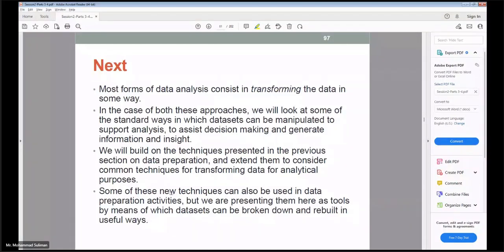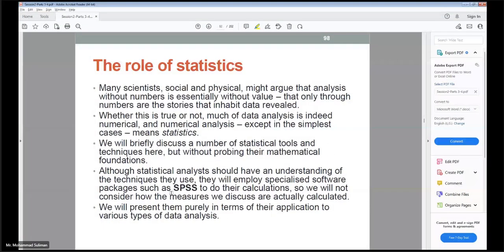Now, the role of statistics in analysis. Analysis is not complete in some cases without statistics, without being used as numbers. Whether this is true or not, much of the data analysis needed is numerical analysis.